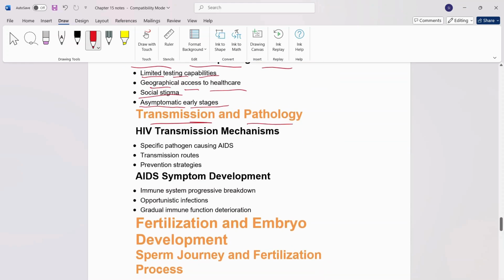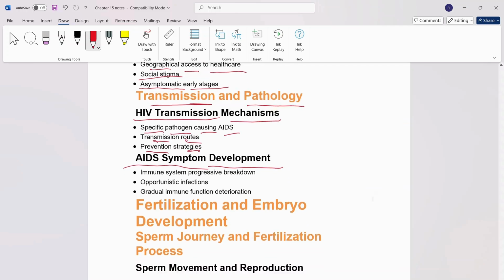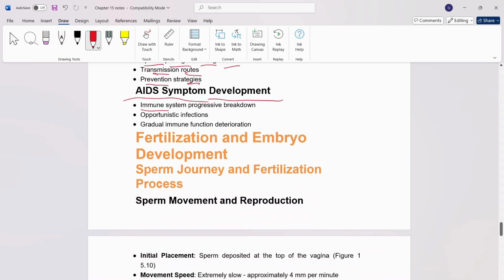Transmission and pathology. HIV transmission mechanism. Specific pathogen causing AIDS. Transmission routes, prevention strategies. AIDS symptoms development: progressive breakdown of the immune system, opportunistic infections, and gradual immune function deterioration.